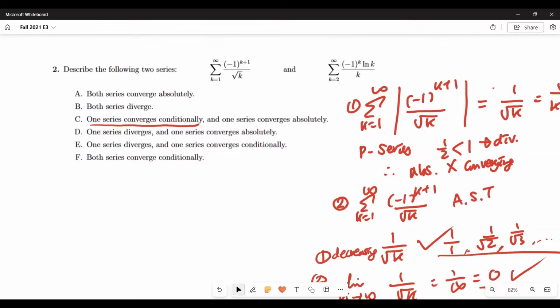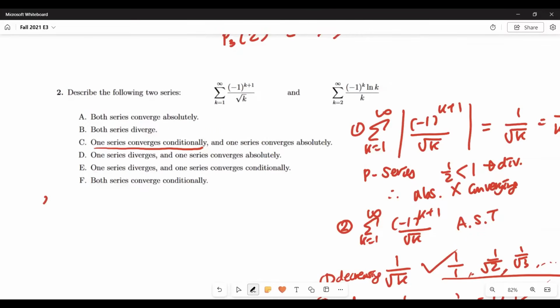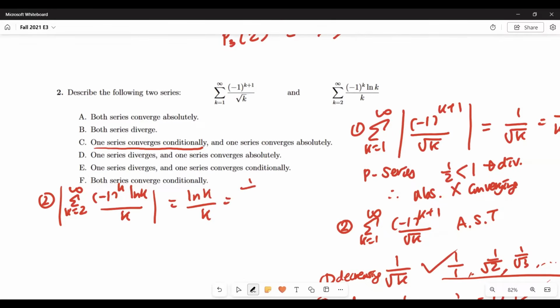So let's check the other one. The second one is the sum from k equals 2 to infinity of negative 1 to the k times ln k over k. If you want to check whether it's converging absolutely, take the absolute value, so it's going to be ln k over k. If you take the limit as k goes to infinity, both go to infinity, so take the derivative. This becomes 1 over k over 1, by L'Hopital.